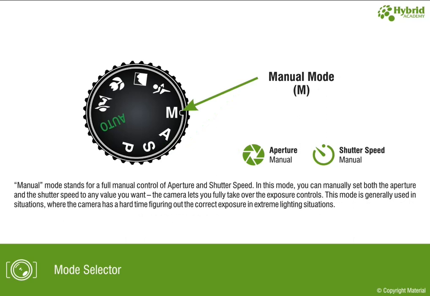Now the last is the manual mode, which is the most important mode available in our digital camera. This mode gives us the flexibility of adjusting each and every function or parameter as per our requirement. In this mode, we can manually set both the aperture and the shutter speed to any value we want. The camera lets us fully take over the exposure controls. This mode is generally used in situations where the camera has a hard time figuring out the correct exposure in extreme lighting situations.